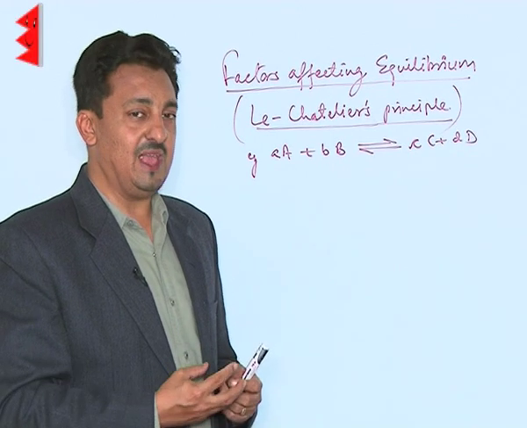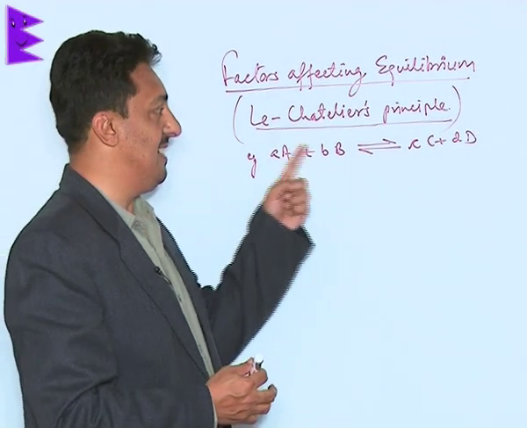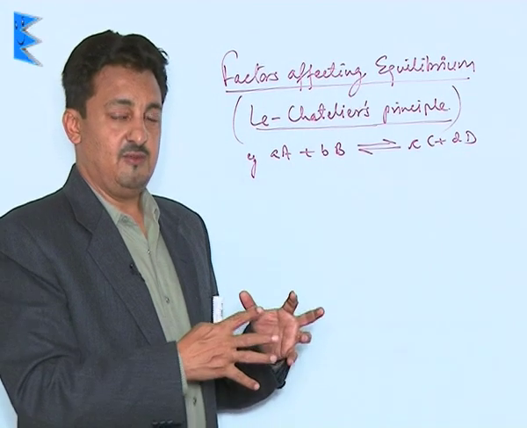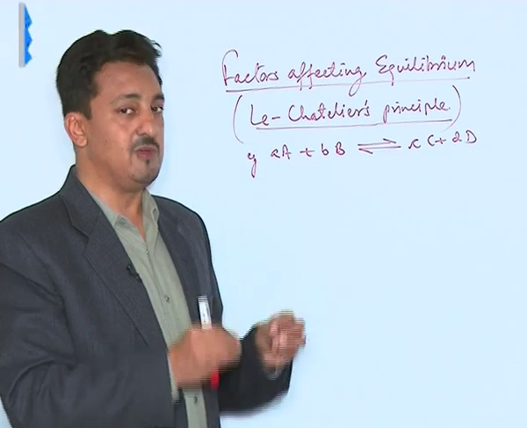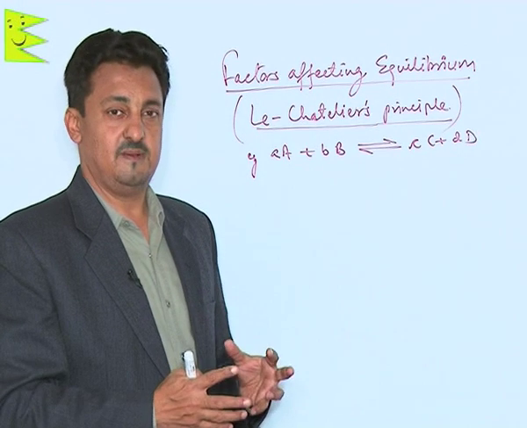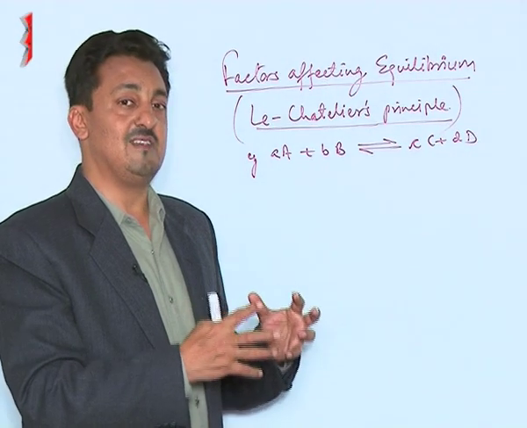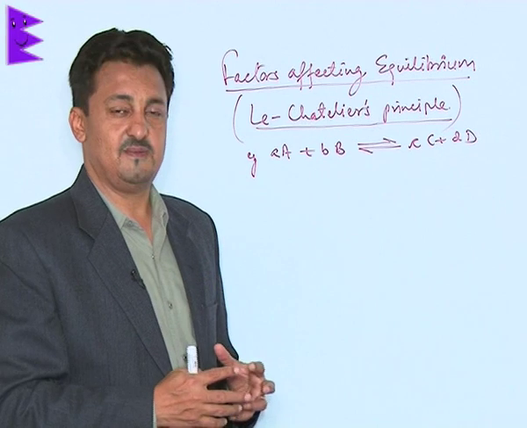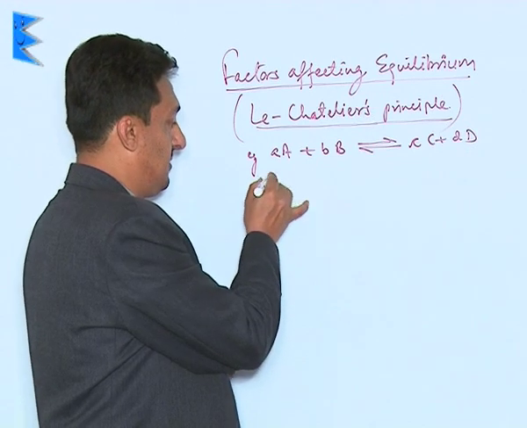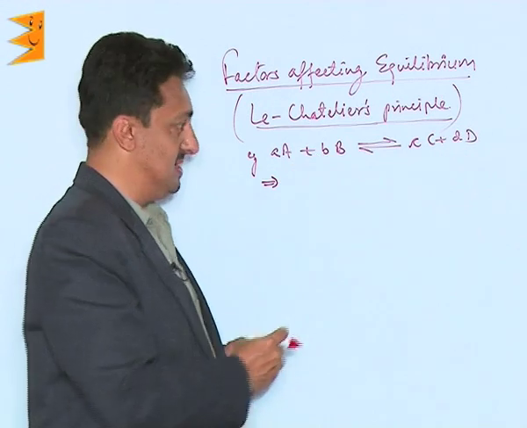This was very well explained by a scientist called Le Chatelier, and that is why this is called Le Chatelier's principle, which explains that whenever, for a reaction which is at a state of equilibrium, the factors that determine the equilibrium are disturbed, the equilibrium shifts in the direction so that the changes brought are neutralized. A very simple thing. Now let me write it down so that you can understand what exactly this Le Chatelier's principle is.